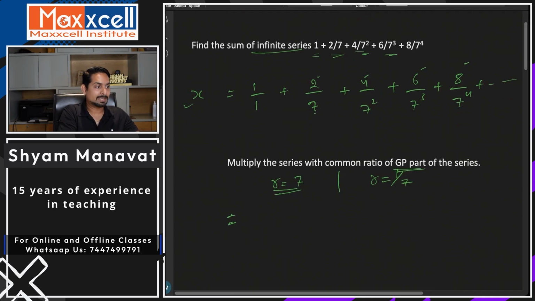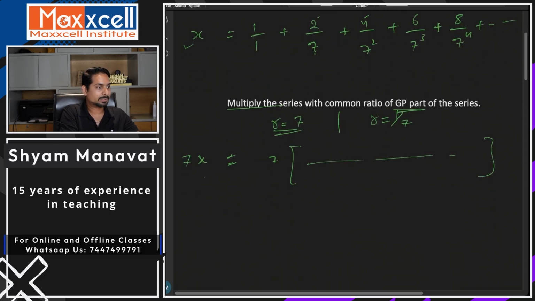Then you multiply the entire series with this common ratio. So the left hand side becomes what? 7x. And the right hand side becomes what? 7 multiplied by the entire series. So it will look like 7x here and then 7 multiplied, so it becomes 7 plus the next term, which is 7 into 2 by 7. Next is 7 into 4 by 7 square.